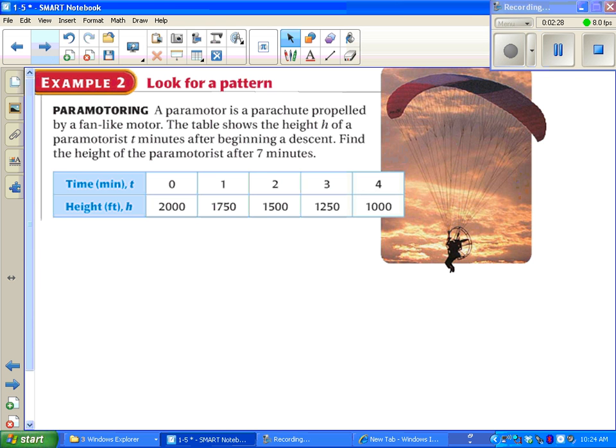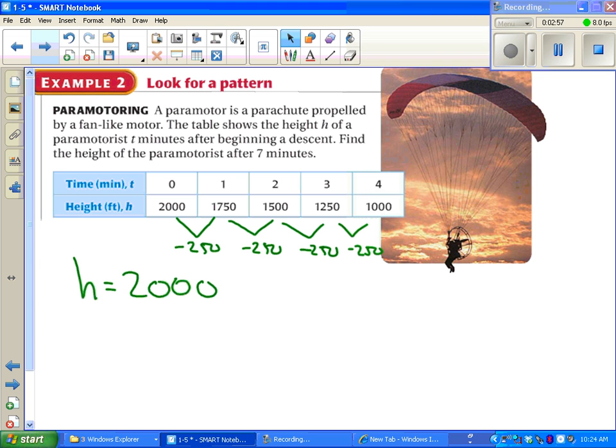The pattern I noticed was every step of the way it looked like we went down by 250 every minute. And we could figure out what happens after 7 minutes by just making the table go longer. But we're going to try to come up with a formula instead. That's more valid practice for Algebra 2. So I might say my height equals 2,000, because that's what I start at. But then I take away 250 feet every minute. So maybe something like this.